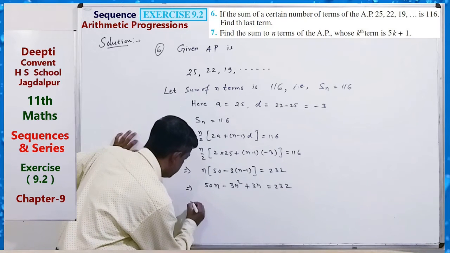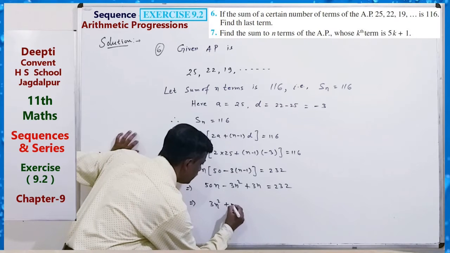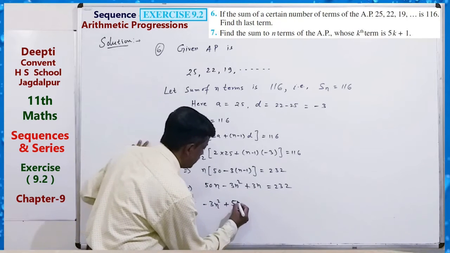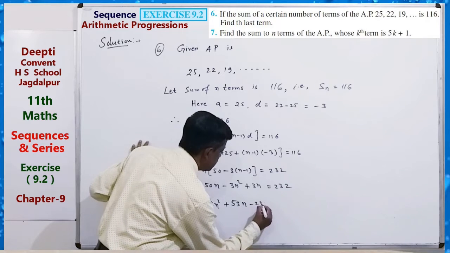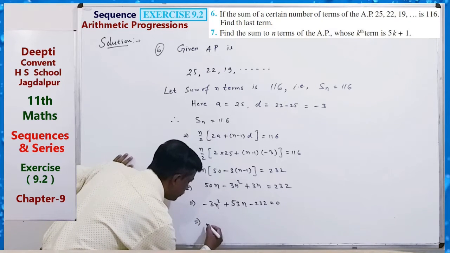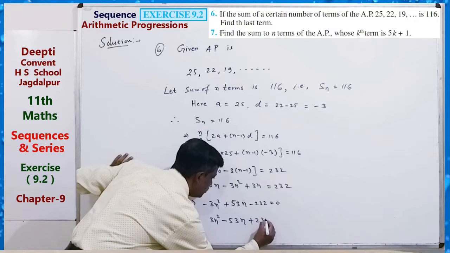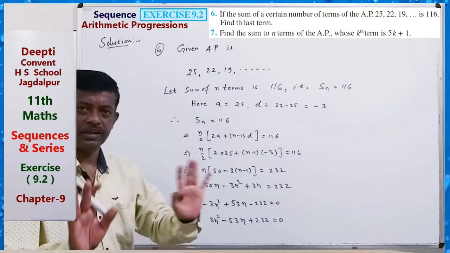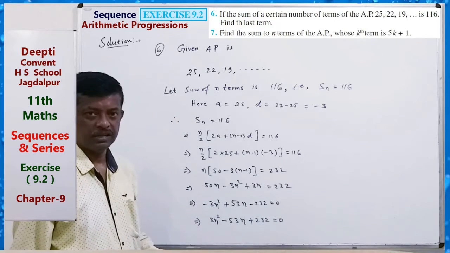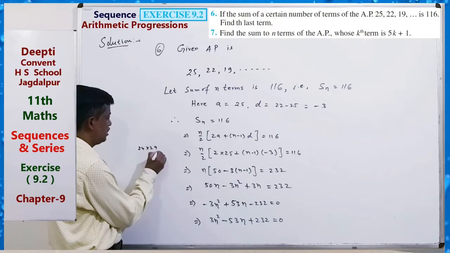So here we get a quadratic equation in n: 3n square minus 53n plus 232 equals 0. Just we have to solve this quadratic equation. Now we can get the two values of n by using the quadratic formula or factorization, as you like. Here, factorization: 24 and 29. We can see that 24 into 29.